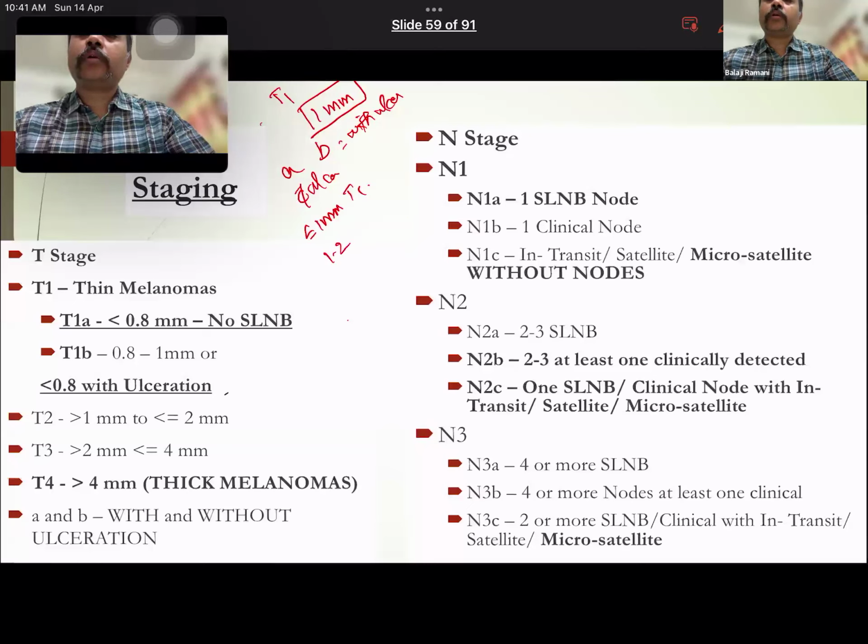Greater than 1 up to 2 is going to be T2. Greater than 2 up to 4 is going to be T3. And greater than 4 is going to be your T4 melanoma. This will be the thick melanoma.